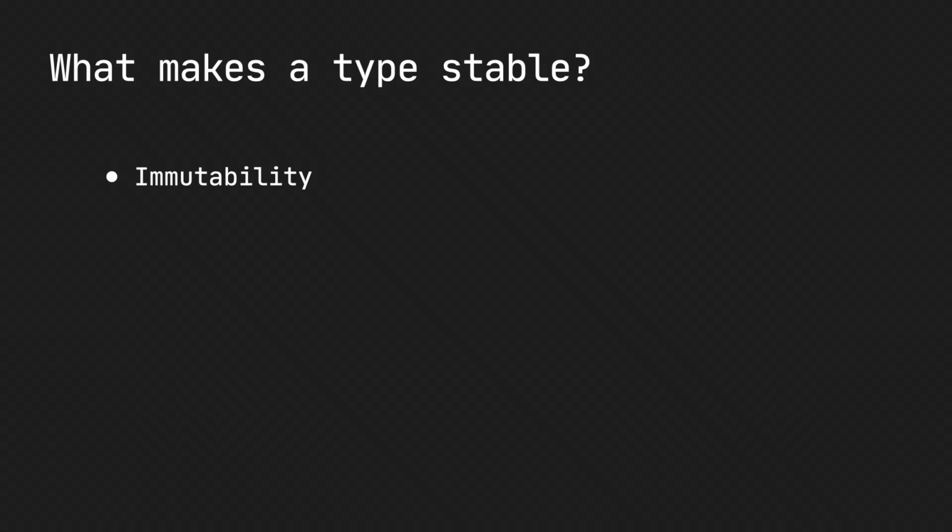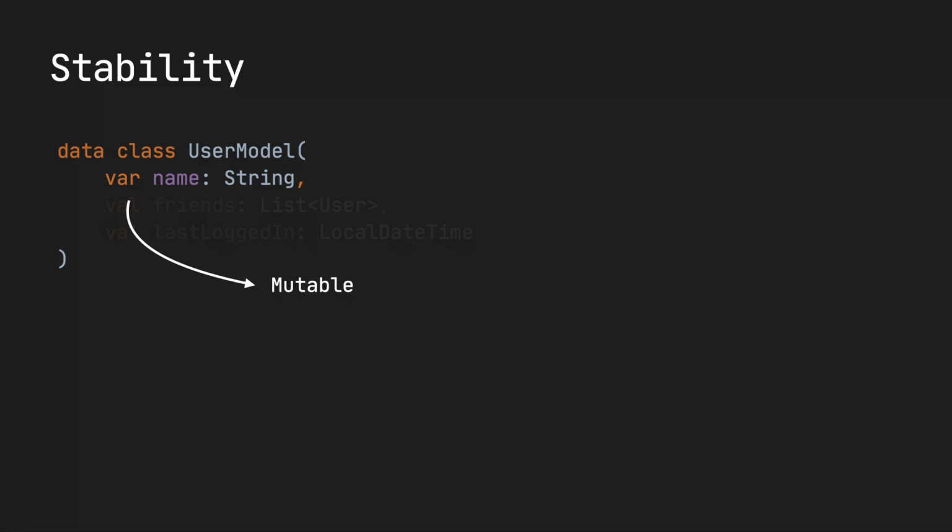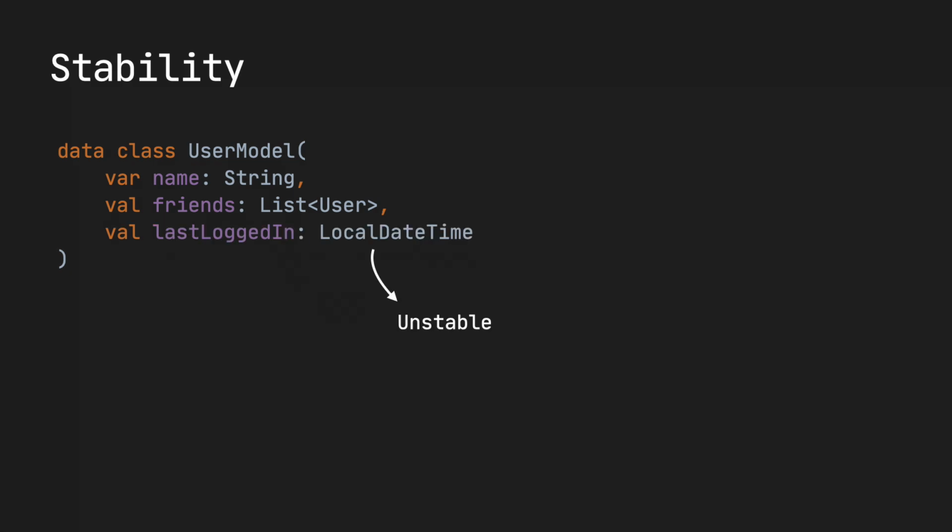So what makes a type stable? One is immutability. You always want to strive for immutability. In our case, the name is mutable. That's a problem. Another thing that's a problem is the list I'm using right here. I'm also using an unstable LocalDateTime.